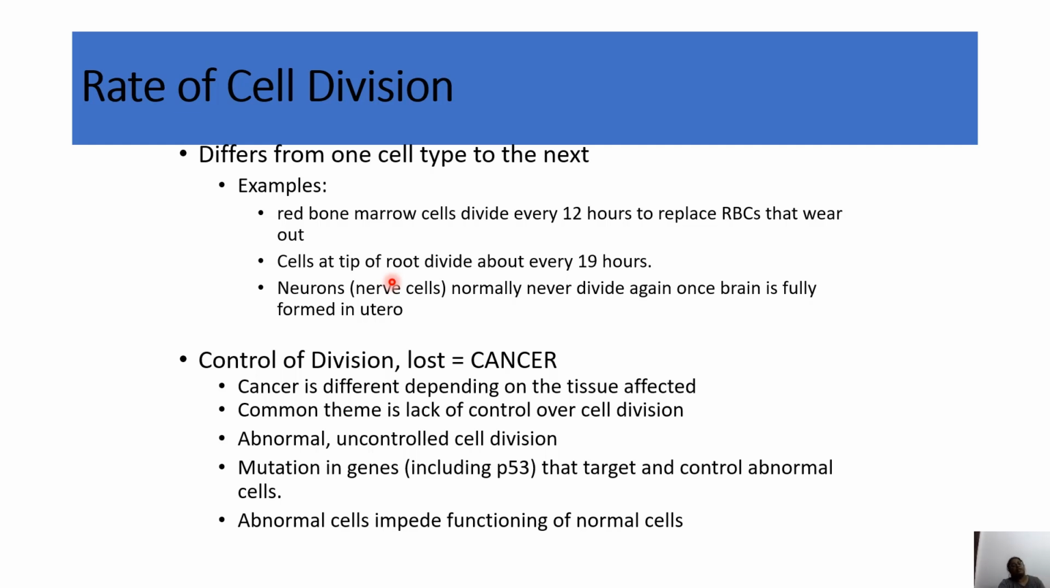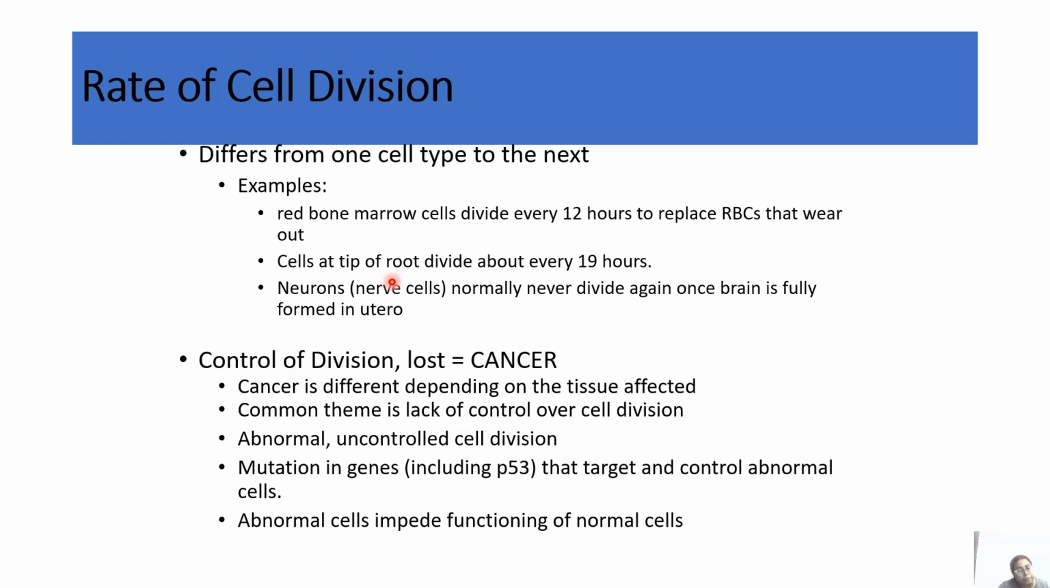Now, the rate of cell division differs from one cell type to another. So, red bone marrow cells divide every 12 hours to replace RBCs that wear out. Cells at the tip of a root divide about every 19 hours. And neurons, or nerve cells, normally never divide again once the brain is fully formed in utero. So, if the control of division is lost, it gives rise to cancer.